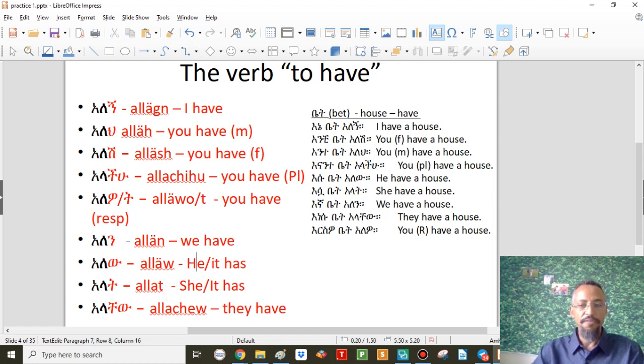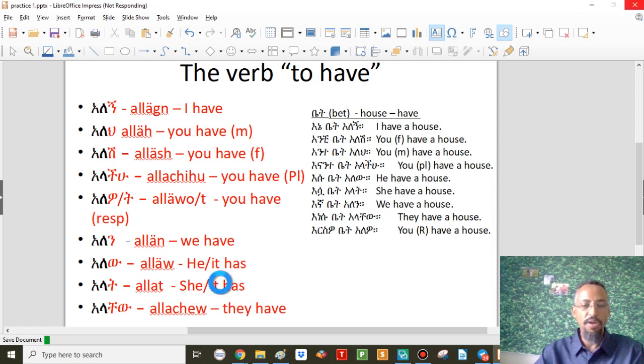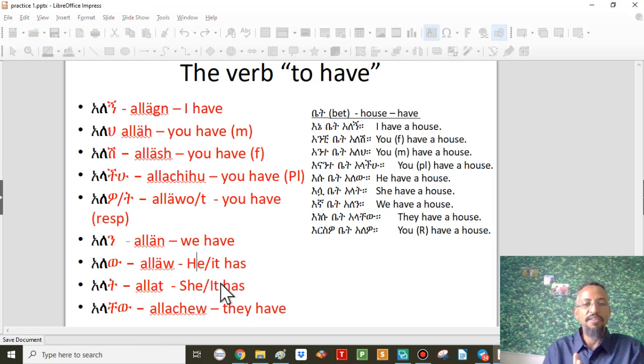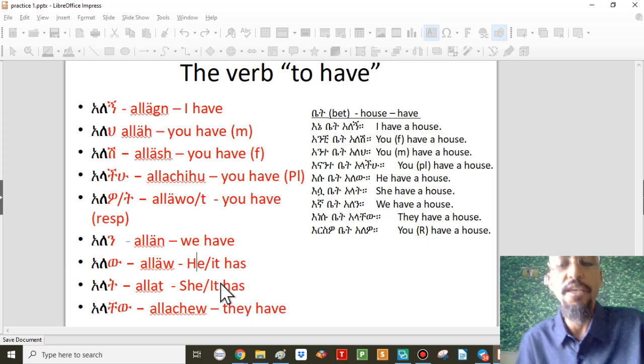Then let's see the next one. Allat. She, it has. So here you see he, it, and then she, it. The pronoun it, the English it, doesn't exist in Amharic. It exists as he or she.